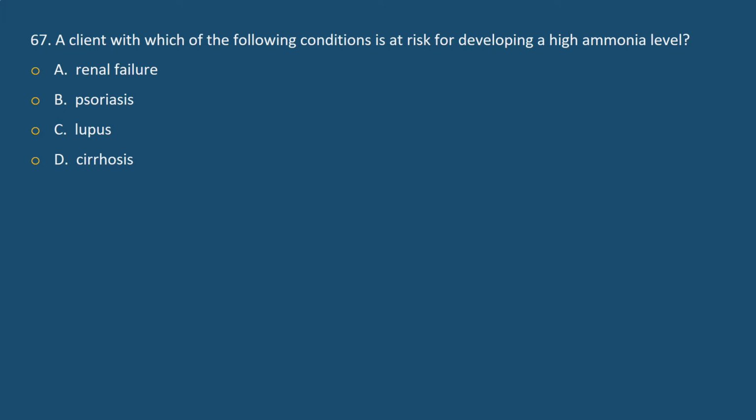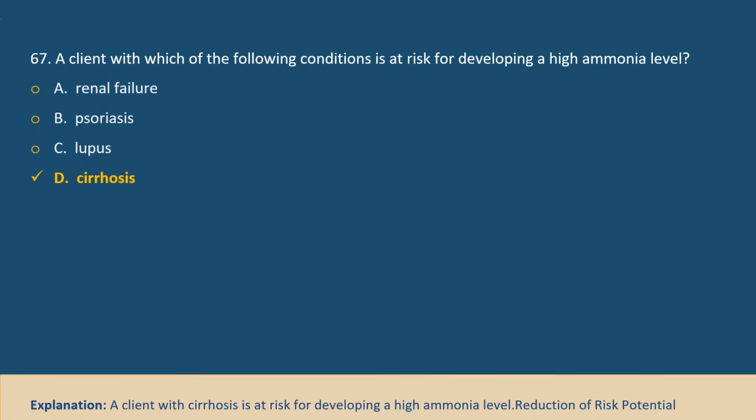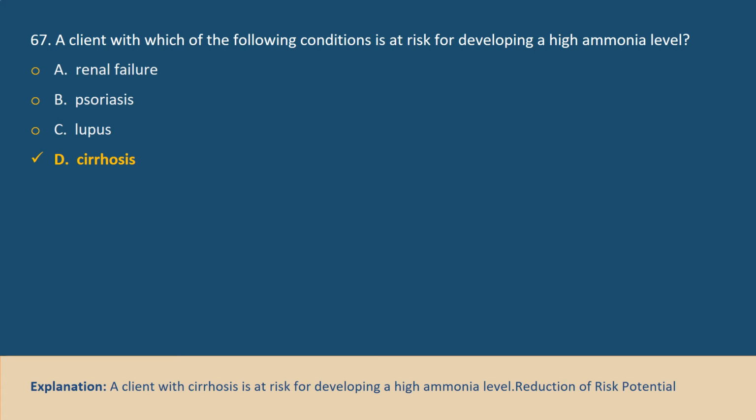Question 67. A client with which of the following conditions is at risk for developing a high ammonia level? A. Renal failure. B. Psoriasis. C. Lupus. D. Cirrhosis. Answer D. Explanation. A client with cirrhosis is at risk for developing a high ammonia level. Reduction of risk potential.